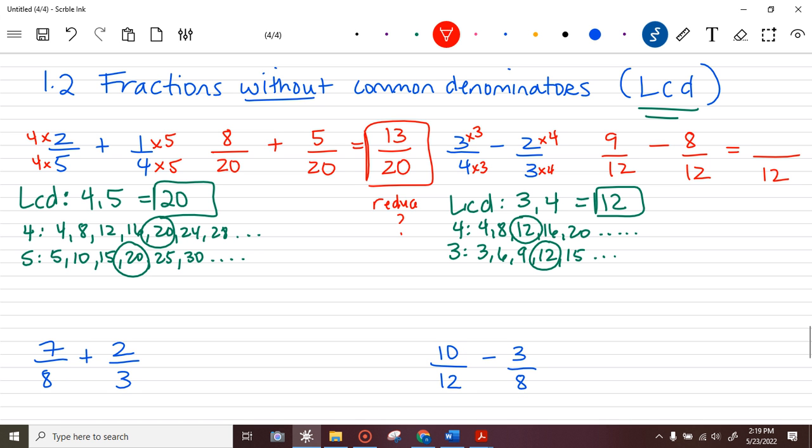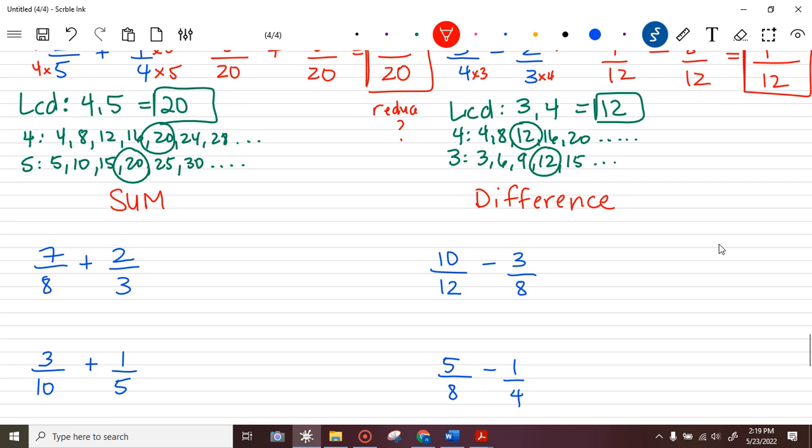So we are not going to add or subtract the denominators. We're going to keep them 12. And then 9 minus 8 is just 1. So 1 over 12 is your final answer. Remember your words: sum for addition, difference for subtraction. So if someone needs a difference, they're referring to subtraction. If you need a sum, they're referring to addition. So let's do a couple more.